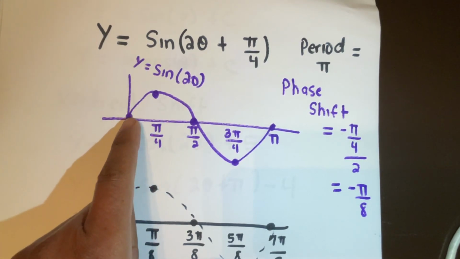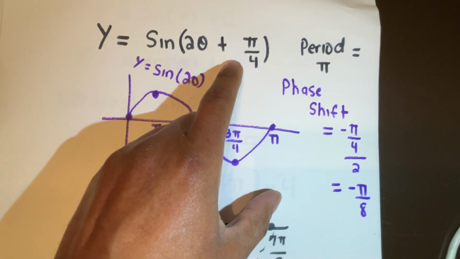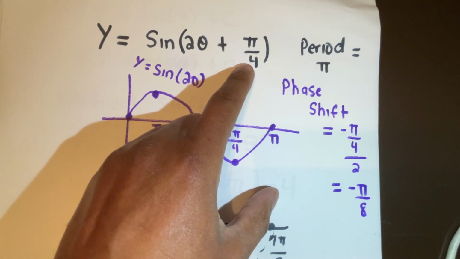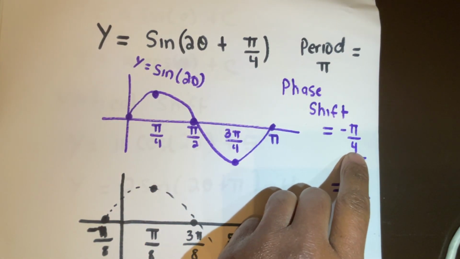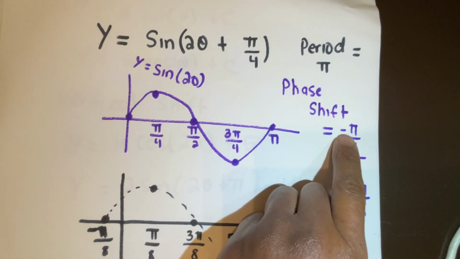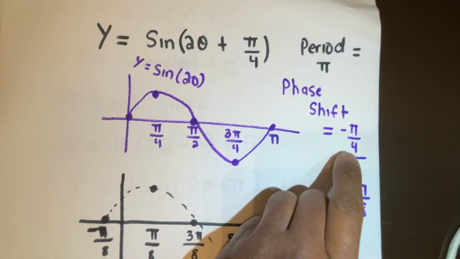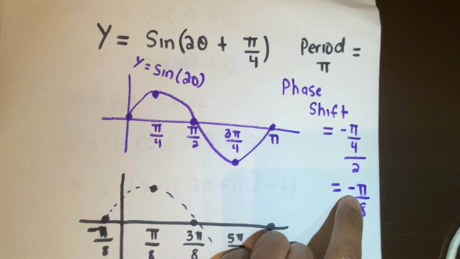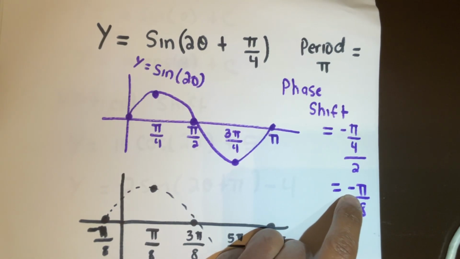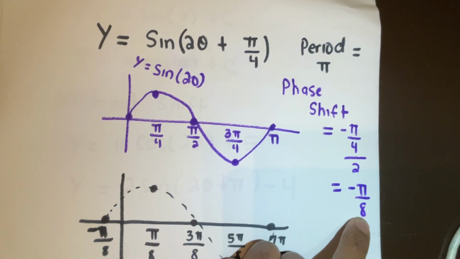So this is the period for this function. But let's find the phase shift as well. So the phase shift, remember, is negative c/b. So that's where I get -pi/4 divided by 2. So that means I'm going to shift my graph to the left pi/8 units.